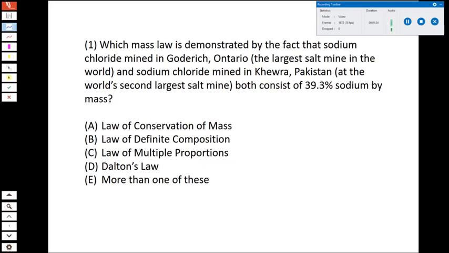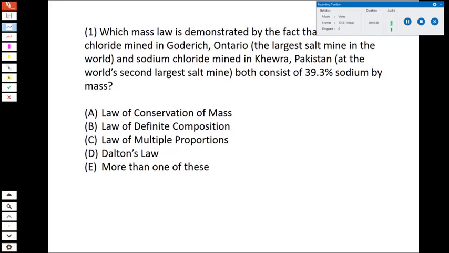So for this question, or any type of question where we're given a situation and asked to identify which mass law we're talking about, it's helpful to remember just the real basics of each of these mass laws. So the first three answer choices, A, B, and C, are the three mass laws that we learned: conservation of mass, definite composition, multiple proportions. And so what we want to remember is that conservation of mass is, I think, probably the simplest of the three, in my opinion, is that matter is neither created nor destroyed, specifically in a chemical reaction. So it means that the mass of what you start with and the mass of what you end with are the same.